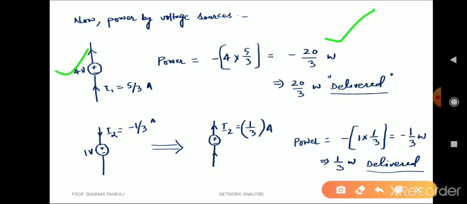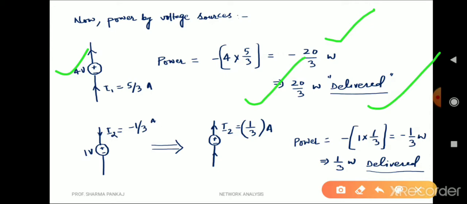When power is negative, it means it is being delivered. So 20 by 3 watt is delivered. This voltage source is delivering 20 by 3 watt into the system. It is delivering, it is not consuming. Delivering means it is giving.